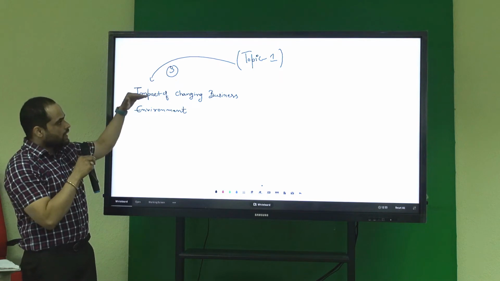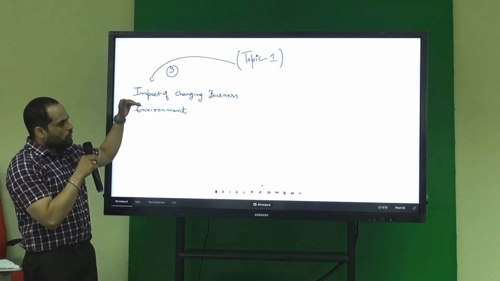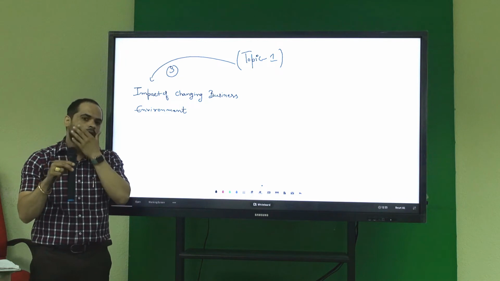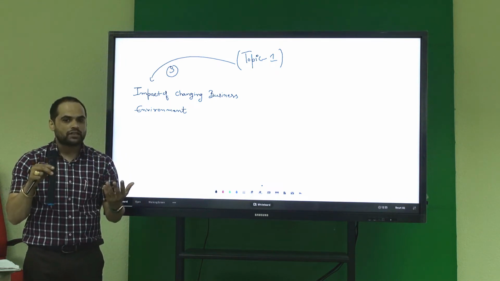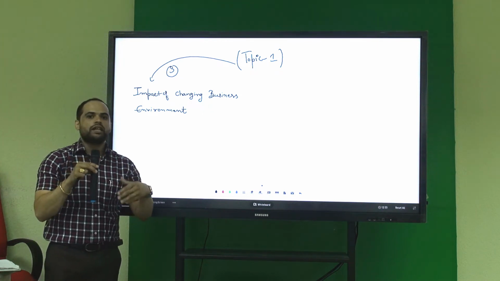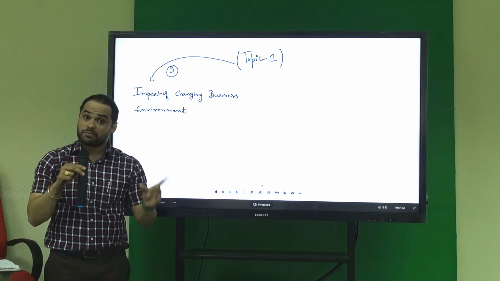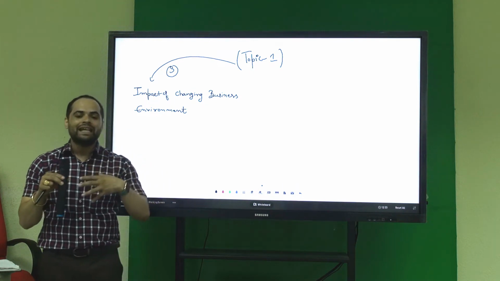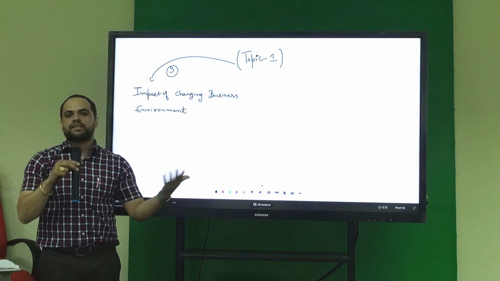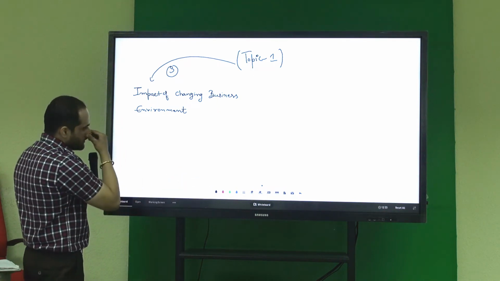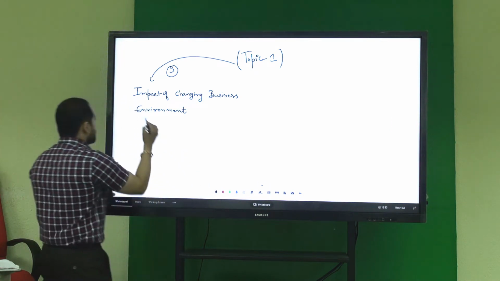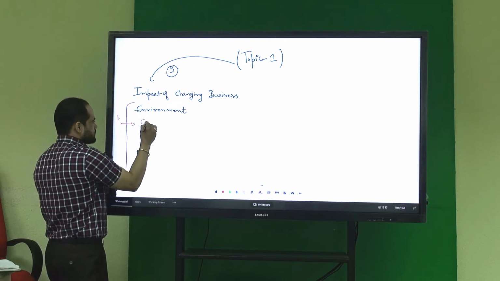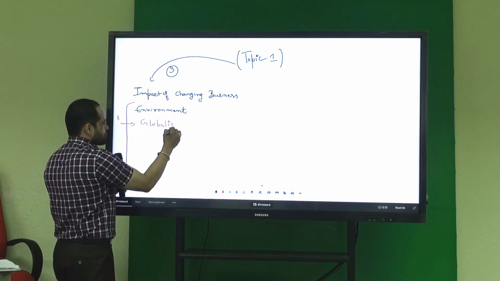All right? So in this learning outcome, we're gonna look at the various factors that impact the organization's environment. In those situations, organizations need various kinds of information, and management accounting helps organizations get all the information the company needs in order to adapt to new business environments. All right, so let's start with the first. First is globalization.